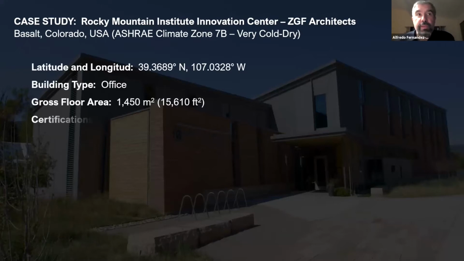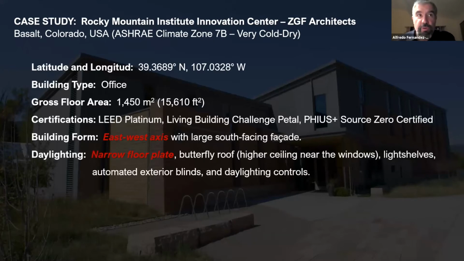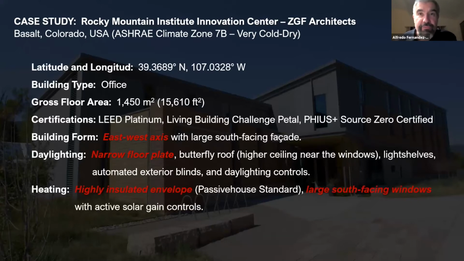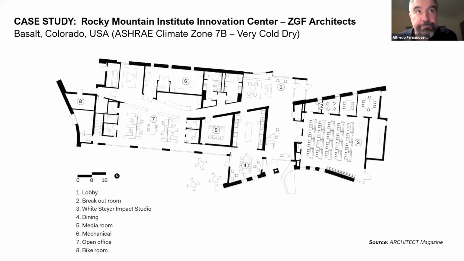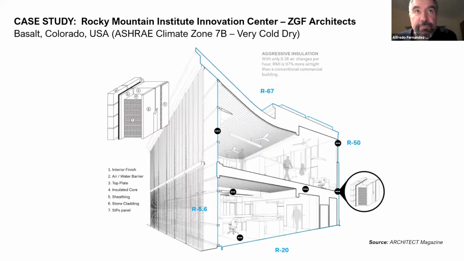It's an office building and has received a number of certifications, but most importantly, its building form is elongated along the east-west axis. It has a narrow floor plate, highly insulated envelope, and large south-facing windows that are necessary for passive solar heating. Here you see that the floor plan is elongated along the east-west axis, but it's also very narrow, permitting good distribution of daylight. The window-to-wall ratio of the south facade is 52% glazing, whereas the north facade is only 18%. And that narrow floor plan also allows for successful natural ventilation of the spaces.